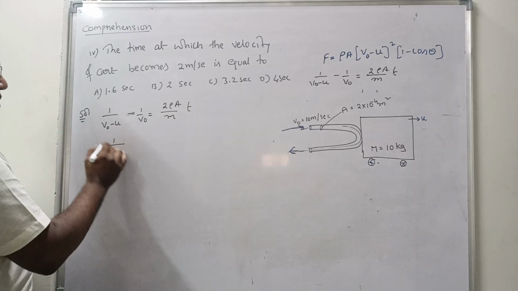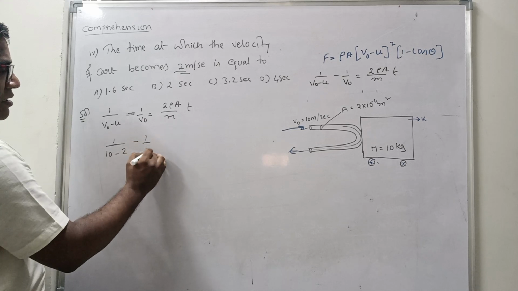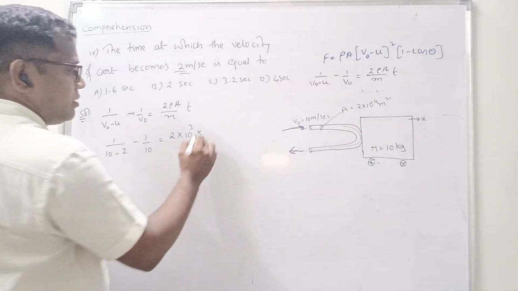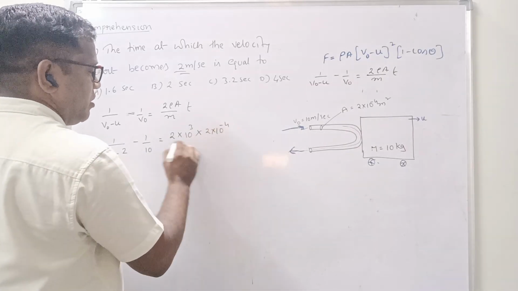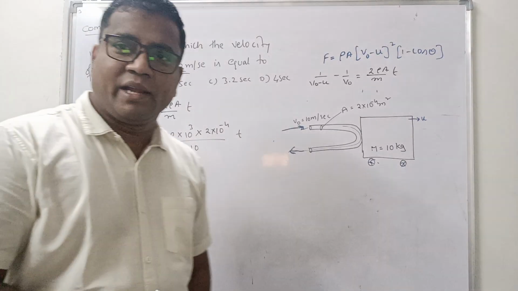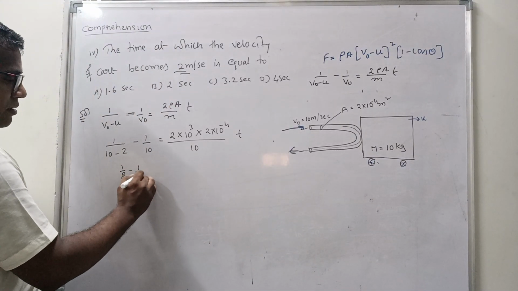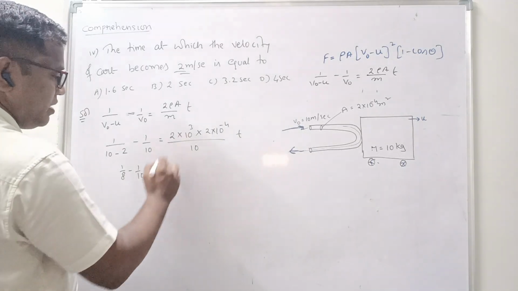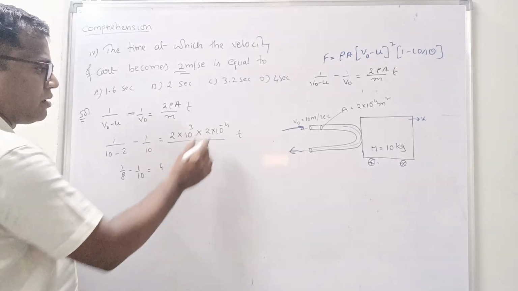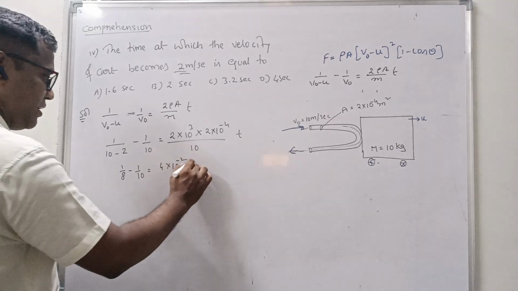So I will substitute: 1 by V naught is 10. Minus, U is given, U is 2. Minus 1 by V naught, 10, is equal to 2 into density 10 power 3, and area of cross section 2 into 10 power minus 4, upon mass 10, into t. So we will solve this equation and we will get the value of t. See here, 1 by 8 minus 1 by 10 is equal to 4 into 10 power 3, 10 power minus 4. So 10 power minus 1, this one will go, so 10 power minus 2 will be there, and into t.